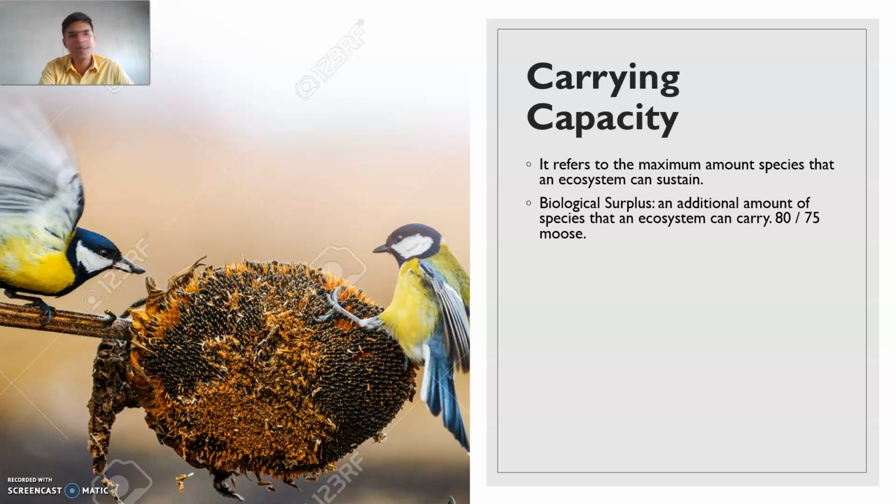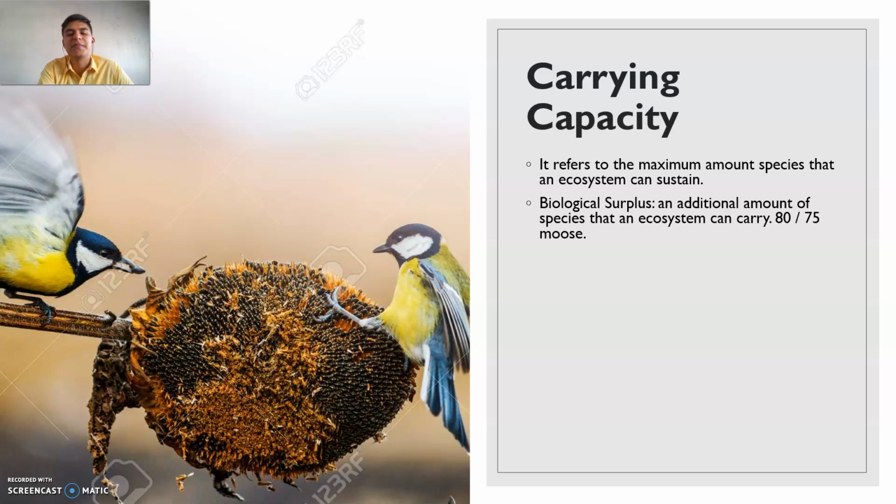Biological surplus, what is it? It is an additional amount of species that an ecosystem can carry. For example, let's say that the carrying capacity of an ecosystem is 75 moose. But what's happening is that there were some additional births. And now instead of being 75, there are 80. In this case, it might not be quite complicated, because there are only an additional 5 animals at that specific ecosystem.